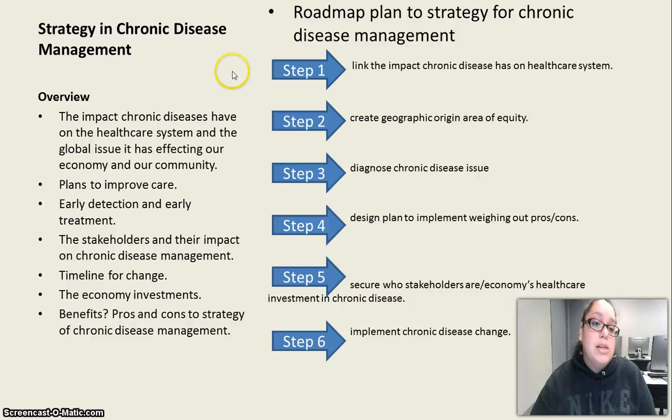So an overview is the impact chronic diseases have on the healthcare system and the global issue affecting our economy and our community. Plans to improve the care. Early detection means early treatment. The stakeholders and the impact they have on chronic disease management. Timeline for change. The economy investments and what are the benefits, pros and cons. Also, chronic diseases with infections and morbidity diseases are a fast-growing epidemic health problem in the U.S.